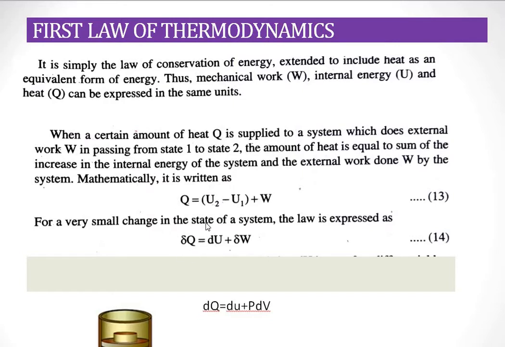Suppose delta Q amount of heat is absorbed. Delta Q is a very small amount. So delta Q amount of heat is absorbed by the system. As a result of its absorption, suppose its internal energy change is dU, and also the system does some work, that is delta W. We can write delta Q is equal to dU plus delta W. Normally we write the first law in this form also, or we can write dQ is equal to dU plus PdV. We already studied that the work done by the system is nothing but P into dV, where dV is a change in volume. So we can write dQ is equal to dU plus PdV.